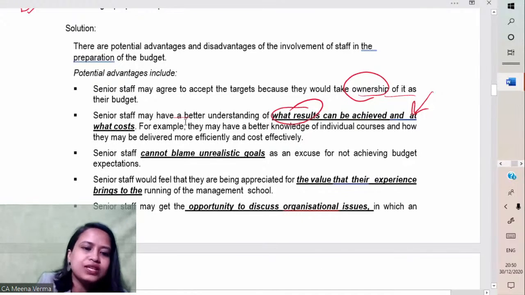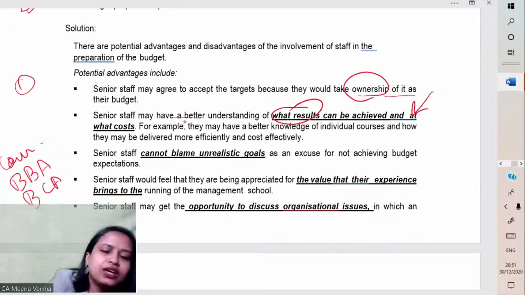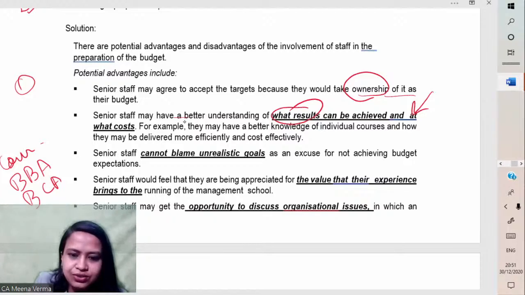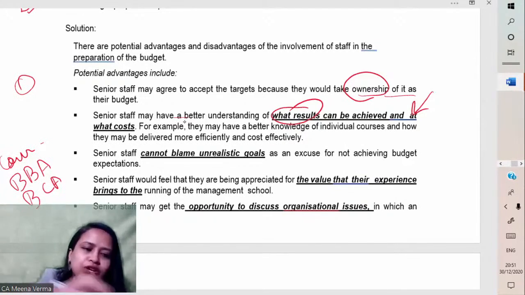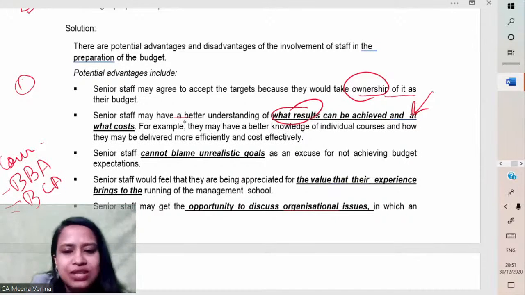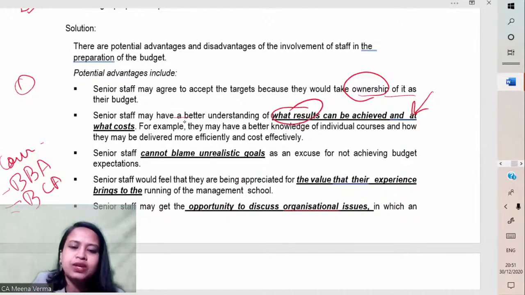Okay. For example, senior managers know that for each course in the organization, like if you have a course for BBA, or a course for BCA, the senior manager knows better about the courses, the fees of these courses, the cost of these courses. The senior manager knows it well.